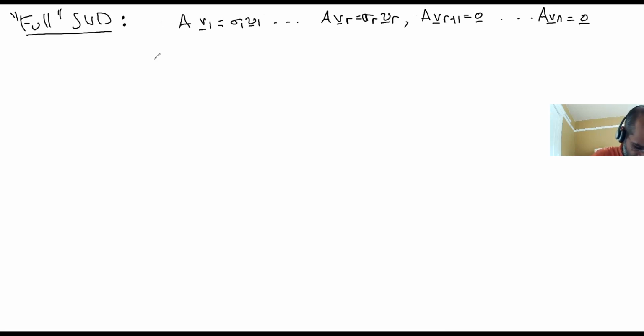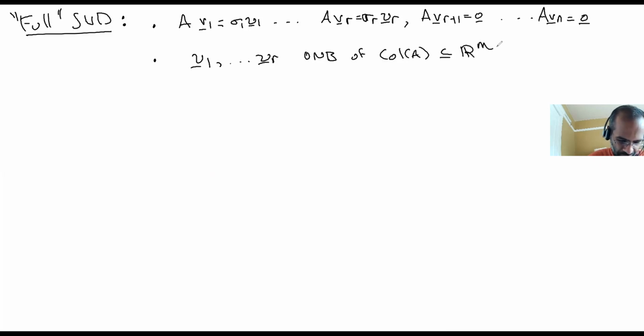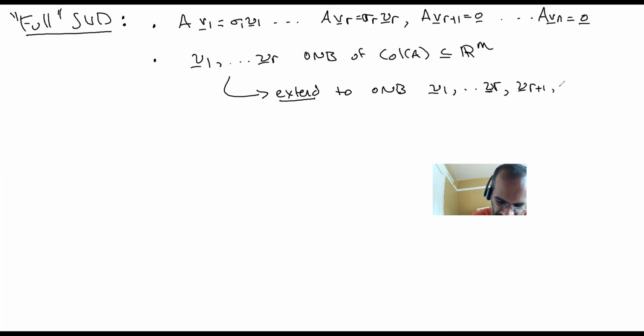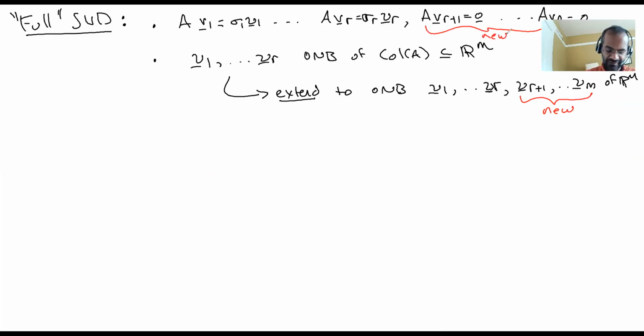And then you can also do this somewhat artificial thing, in my opinion. So you have U1 through UR, which is an orthonormal basis of the column space of A, which lives inside R^m. What you can do is, using Gram-Schmidt, you can extend this to an orthonormal basis of R^m. So this is the same as you had before, but now you throw in some new vectors artificially. Okay, so the new part is this. And here again, the thing you're writing that's new is this.